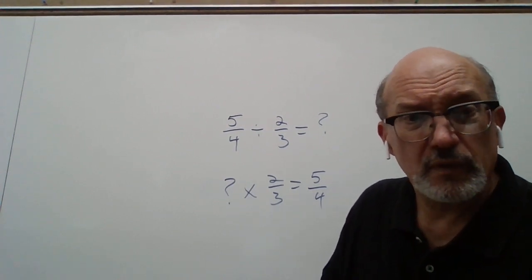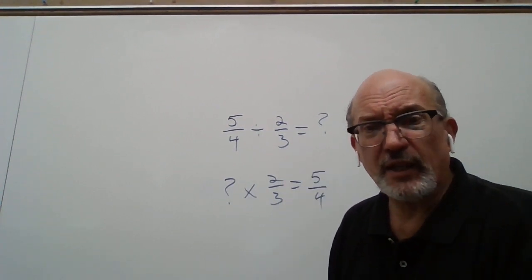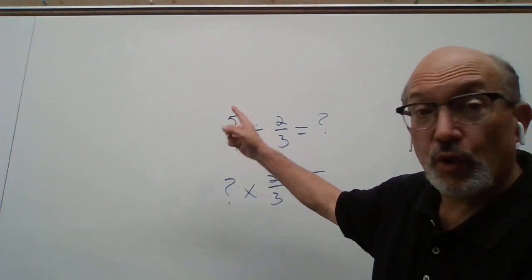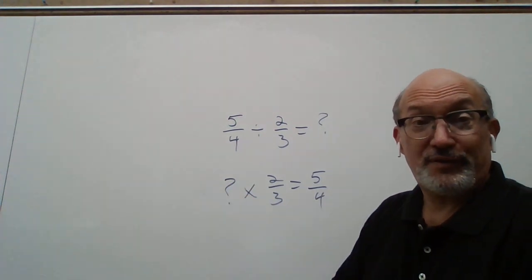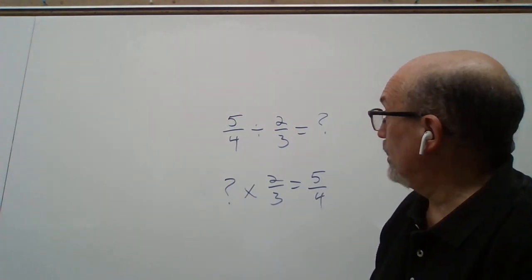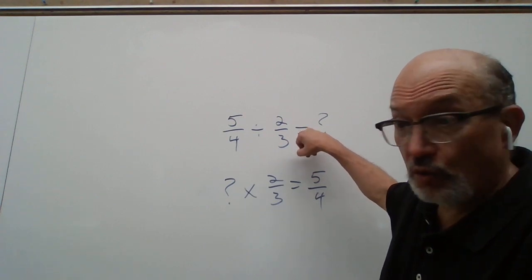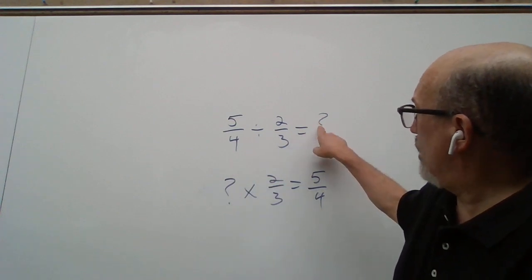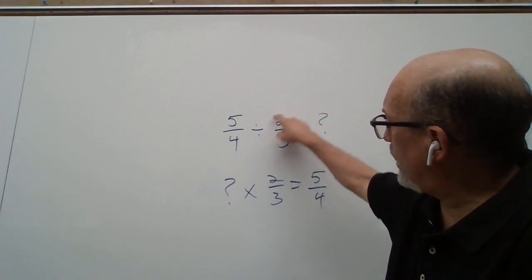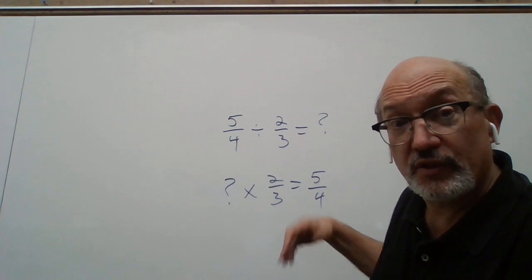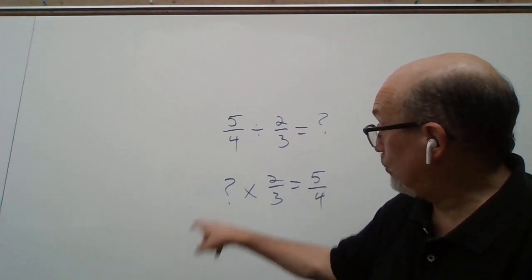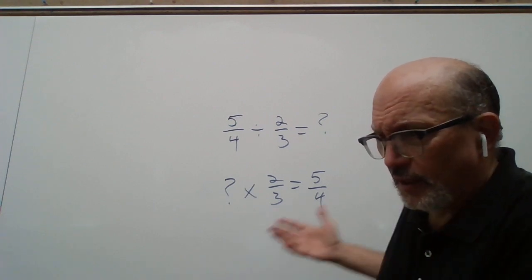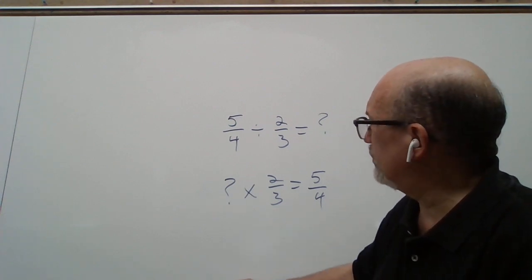Multiplication is commutative. It doesn't matter what order you multiply two numbers in. Division is not. So this time we're going to do 5/4 divided by 2/3, the reverse order of the previous one. Now, this time, the quotient has to be greater than 1. The quotient is the number you multiply 2/3 by to get 5/4. Now, 2/3 is less than 5/4. So the quotient has to be greater than 1. 1 times 2/3 is only 2/3. Doesn't get you to 5/4. So the quotient has to be greater than 1.